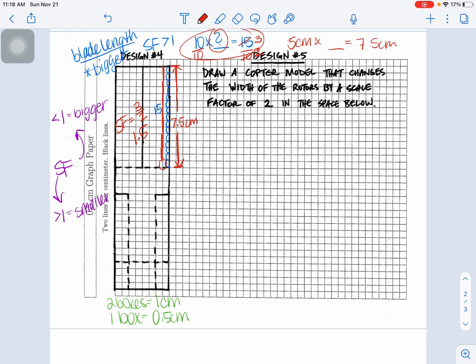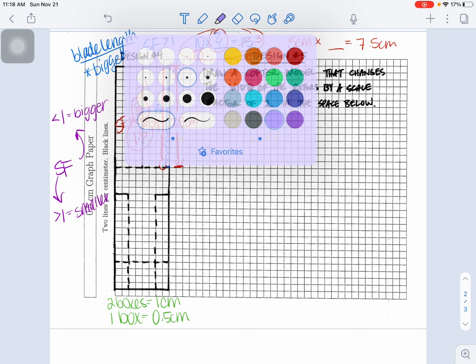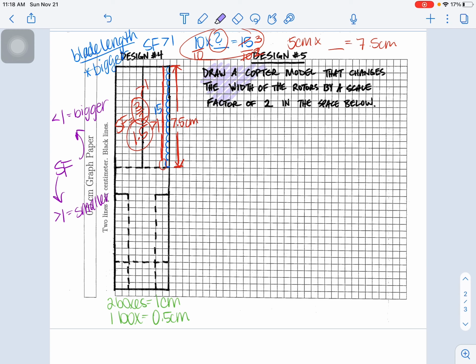And notice 3/2 is greater than 1. And 1.5 is also greater than 1. Our scale factor is greater than 1 because our blade length has increased. It's gotten bigger. All right, so the last thing that I'm going to have you guys do, and this is going to be your homework for tomorrow, is to draw a copter model that changes the width of the, we're not going to call them rotors, we called them blades. You can make a change on yours.